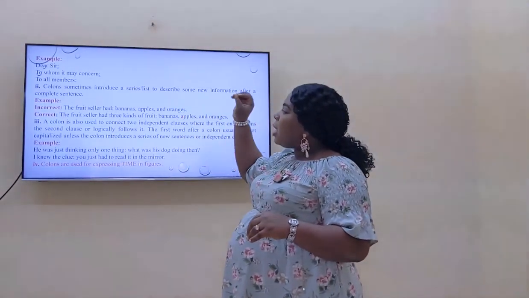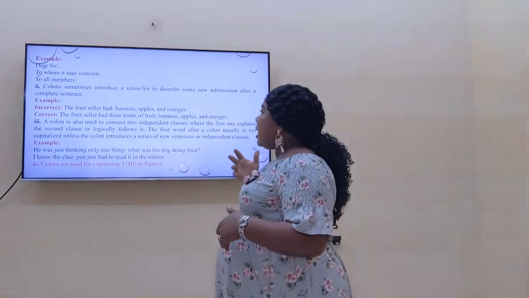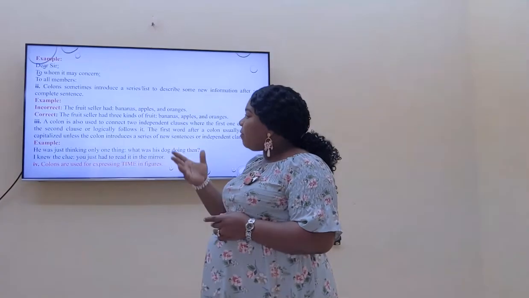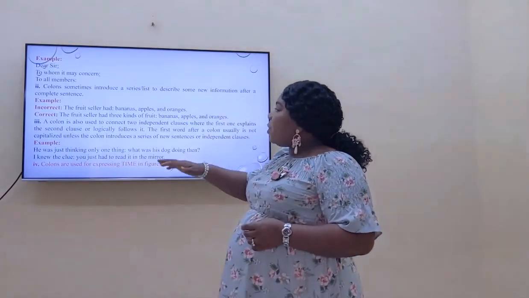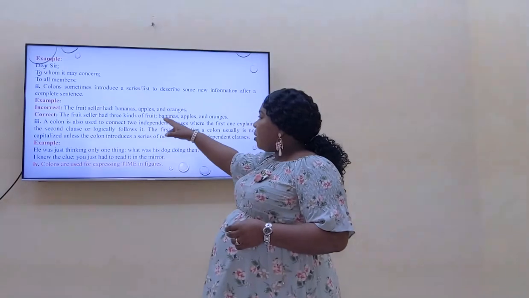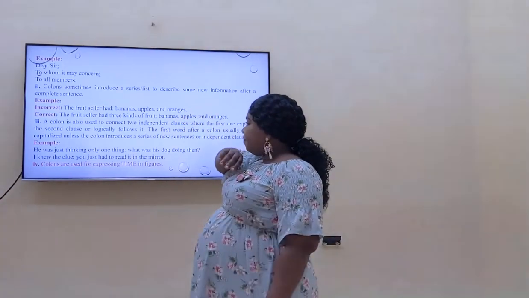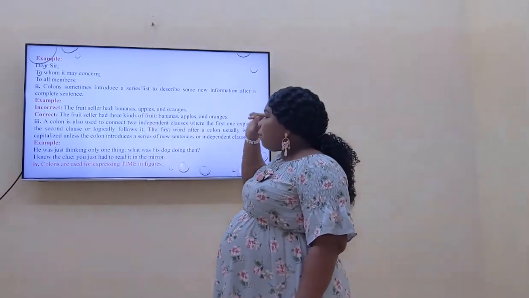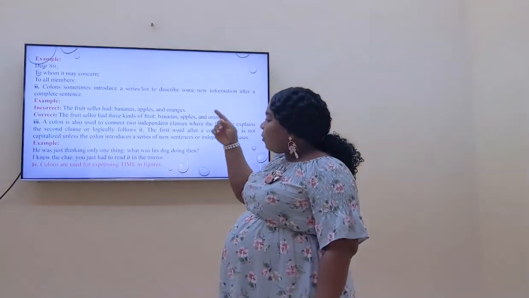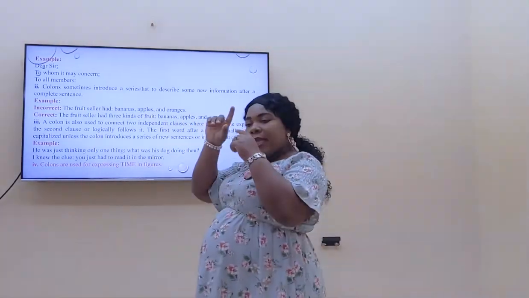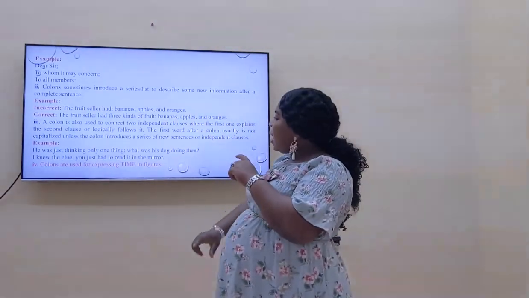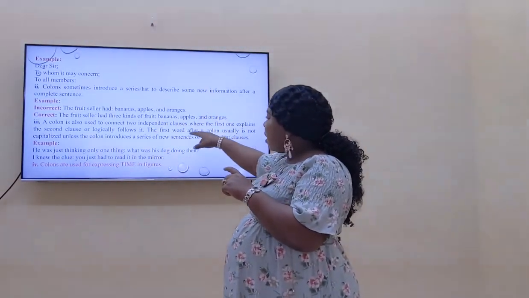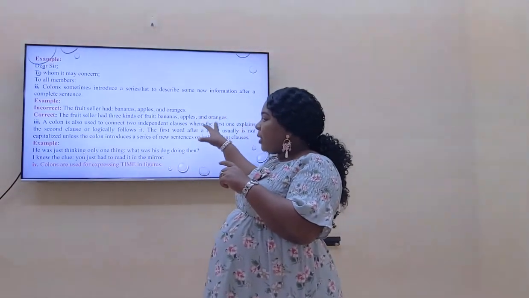Alright, so colons sometimes introduce series or lists to describe some new information after a complete sentence. Okay, for instance, incorrect: The fruit seller had bananas, apples, and oranges. Okay, the correct one: The fruit seller had 3 kinds of fruits. See that? Then you bring the colon. The colon now tells you the 3 kinds of fruits. She had bananas, she had apples, she had oranges. You see that? Okay?